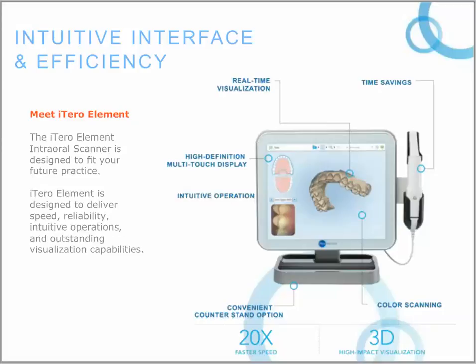At the same time, on the right-hand side of the screen, you'll see a real-time visualization of the virtual representation of the teeth. Again, a lighter wand. It allows for color scanning, and you'll see that in a slide coming up in just a minute. You can use a color view feature, and you can use the system either as a counter stand, or as a full-on stand that rolls around that I showed you before.